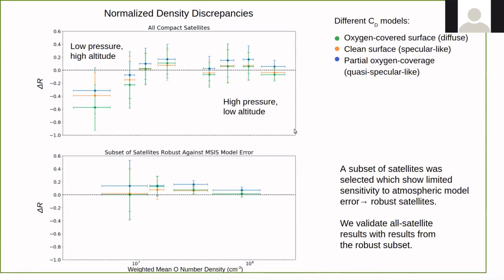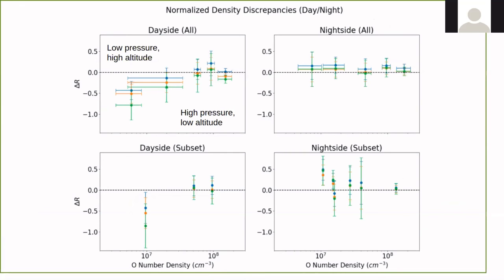And so the top panel shows average density discrepancies from all of the compact satellites, while for the bottom panel, a subset of satellites was selected which showed limited sensitivity to atmospheric model error. And so we really try to validate our all satellite results with results from the smaller, robust set of satellites. And we can see that density discrepancies are largest in magnitude and have the largest variability for the low pressure, higher altitude conditions. And we can split this up even further to look at results associated with dayside local times on the left and nightside local times on the right separately.